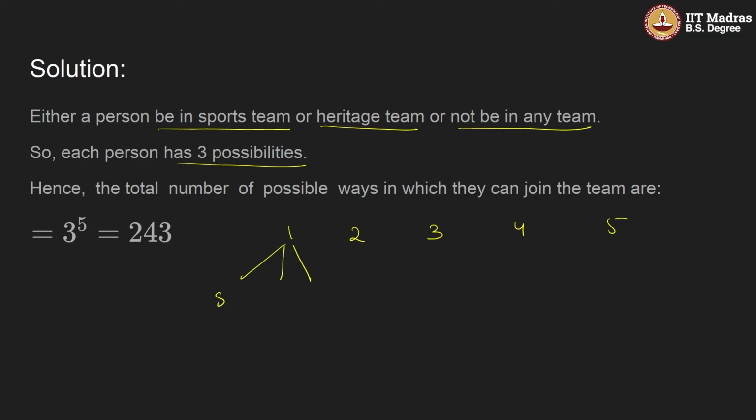He can be in the sports team, right? ST for the sports team, ST for the heritage team, or he is not in the team. He is not in the team, correct? So there are 3 choices for one person.